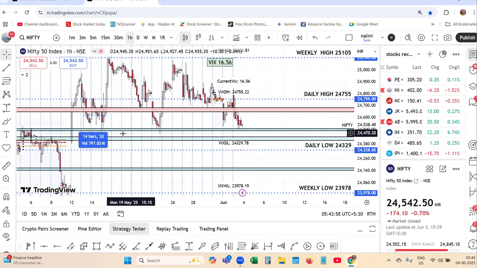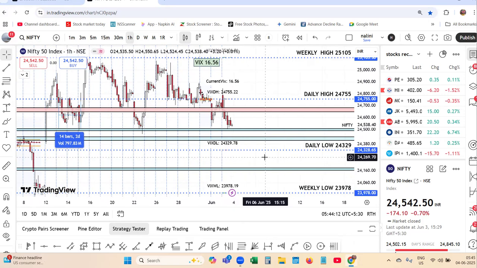Here, this is the third time it has come to that level. If it breaches this level, it can go and test the level of 24,329. Today's price action you need to watch.